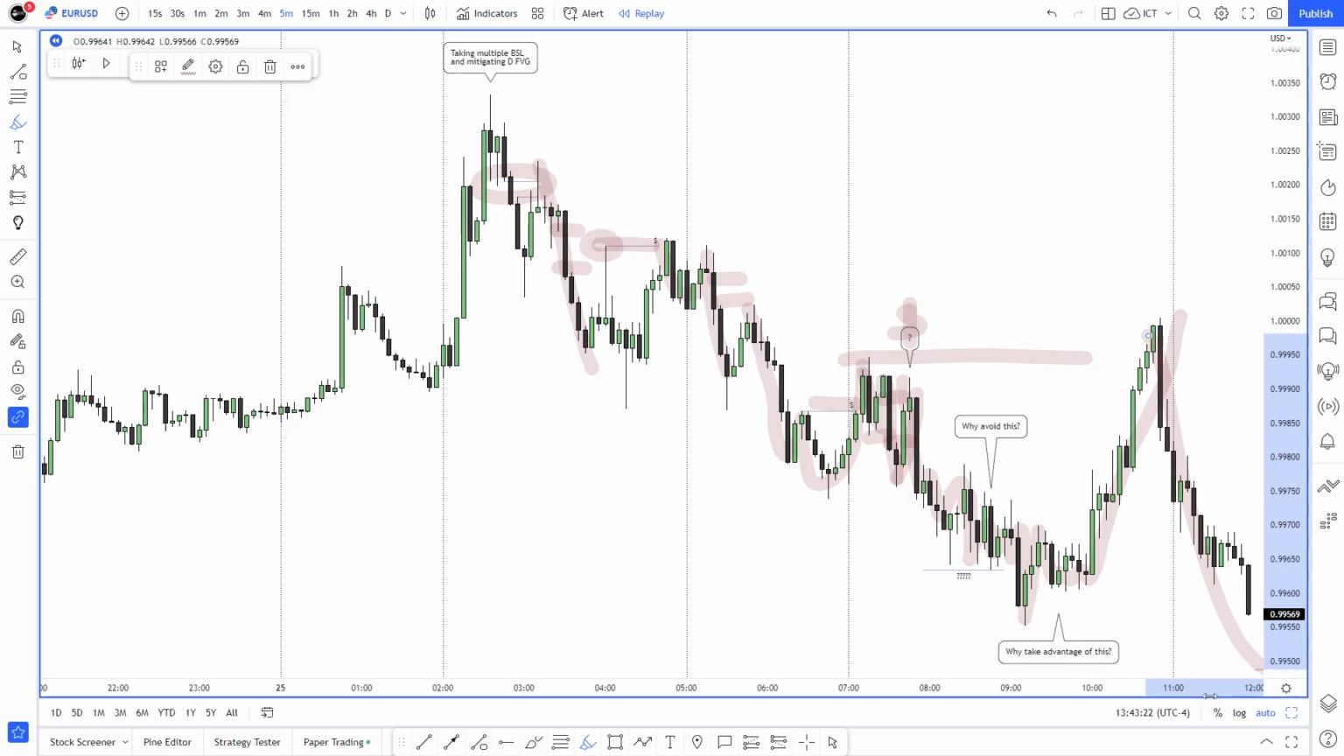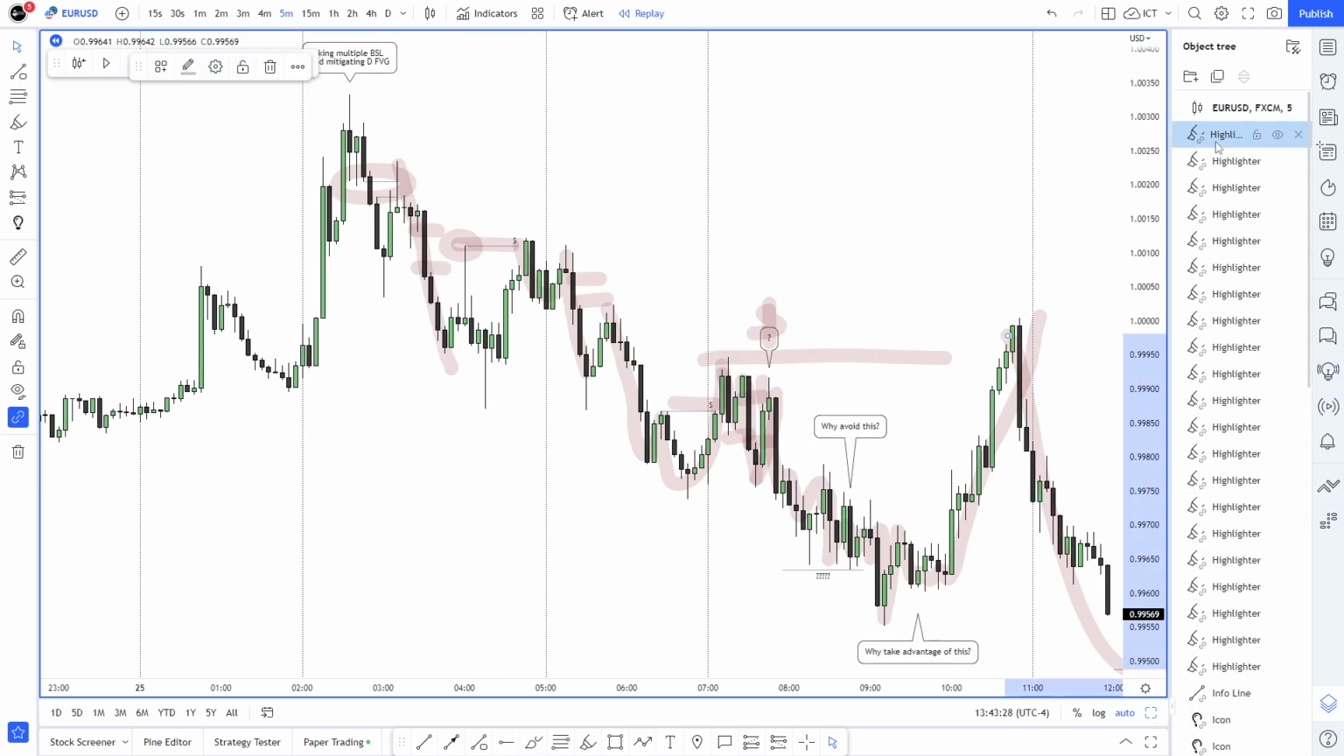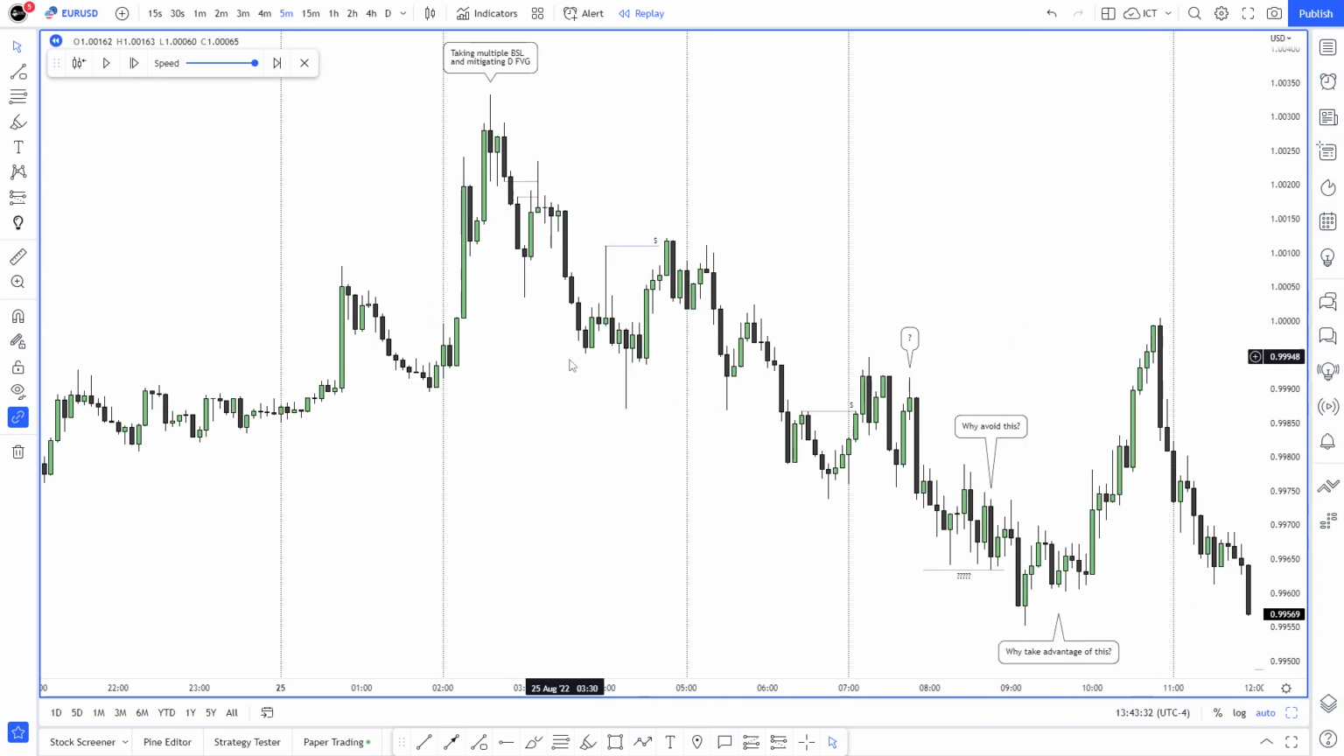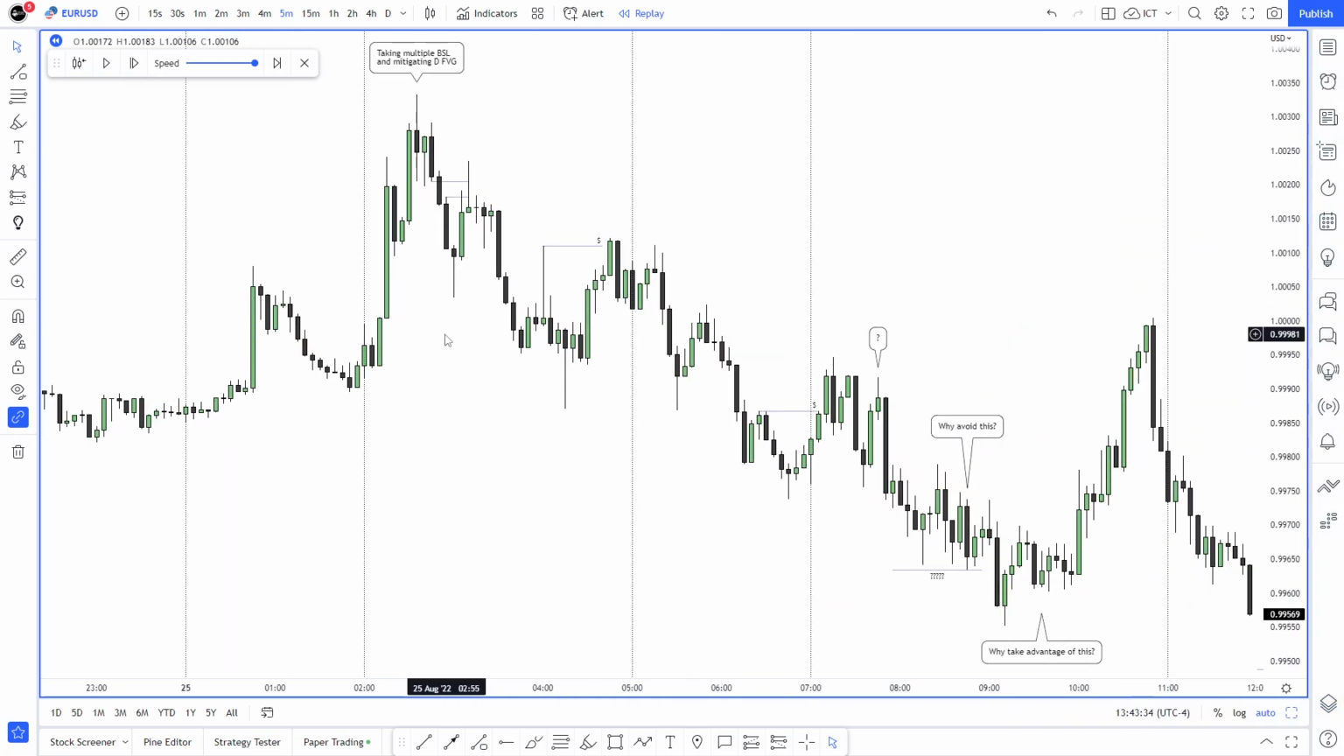What was the trend and why could we have thought of the trend being bearish as soon as we began? We've mitigated a daily bearish fair value gap. We've taken multiple buy side liquidity, and immediately after all of that happens, we just have prices going lower. It's as simple as that. Bias is as simple as that, which can be complicated on certain occasions because price is just not clear enough.